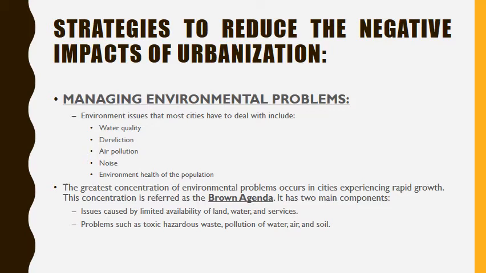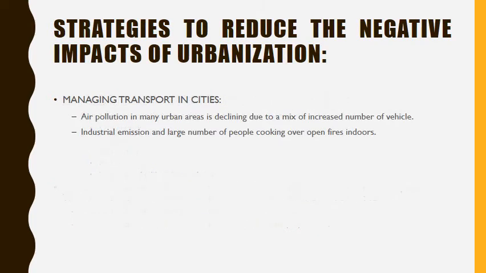It has two main concepts. Number 1, issues caused by limited availability of land, water, and services. Number 2, problems such as toxic hazardous waste, pollution of water, air, and soil. Managing transport in cities. Air pollution in many urban areas is caused by a mix of an increased number of vehicles, industrial emission, and a large number of people cooking over open fire indoors.